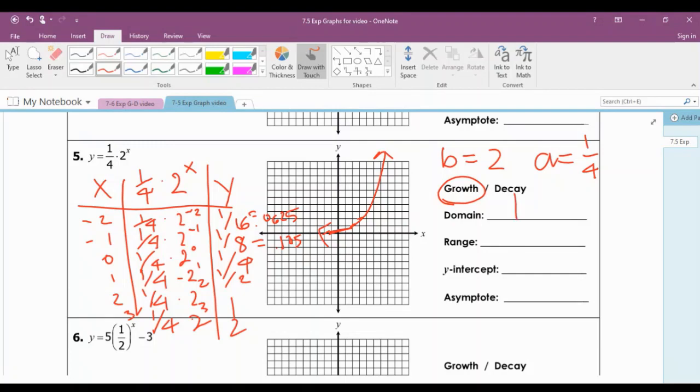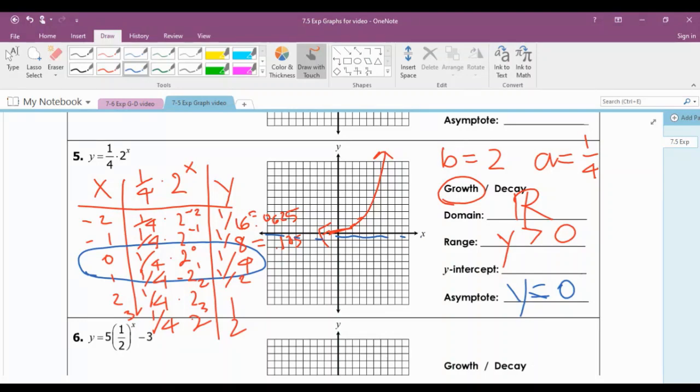Domain, still all reals all the time. The range we find by looking at the graph, looking at it's approaching 0. So the range, I should not have circled that. That's for the y-intercept. It's 0. This one's greater than 0. And the asymptote, that's what I was talking about. Y equals 0. So it did not shift.